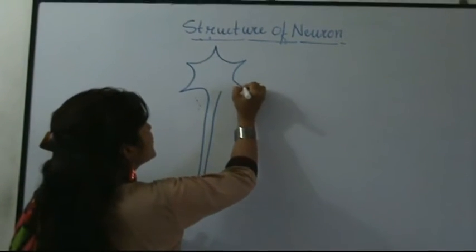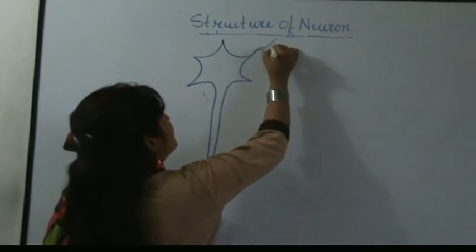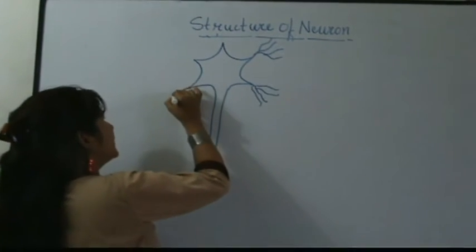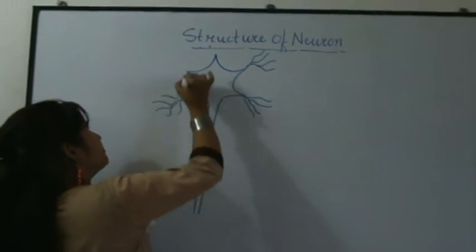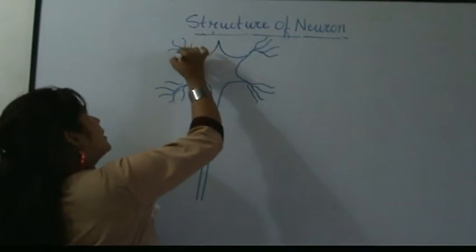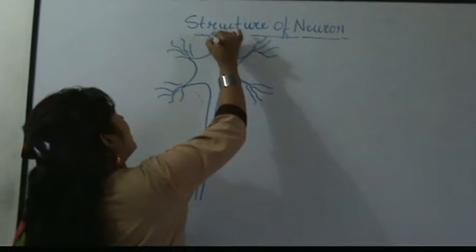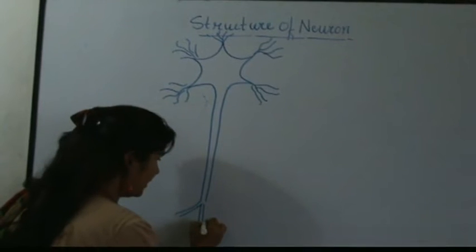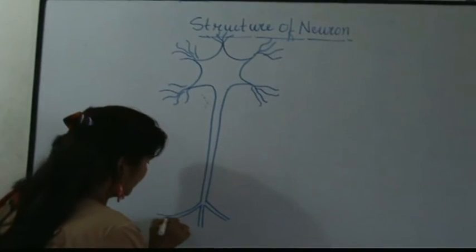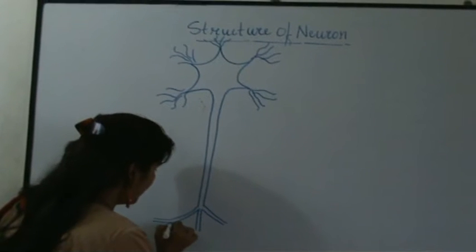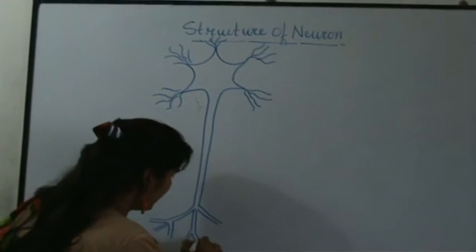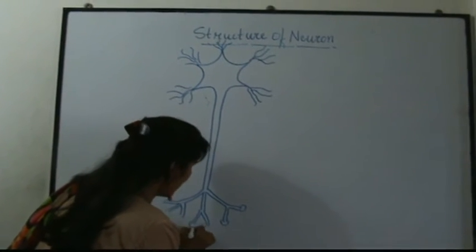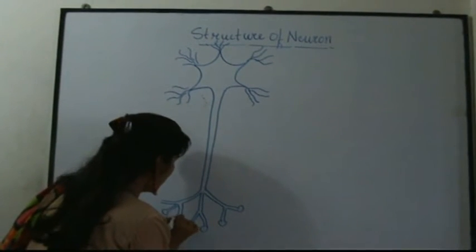It also consists of cell processes. The short highly branched processes are known as dendrites. The one that I am drawing, these are the dendrites. And there is a single long process which shows branching at the distal end. This is known as the axon. The axon shows branching at its distal end and this leads to the formation of axon terminals. These are the axon terminals.